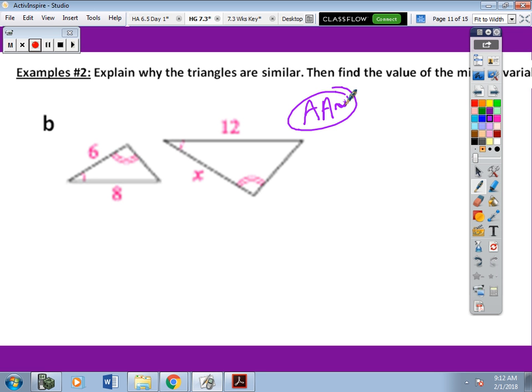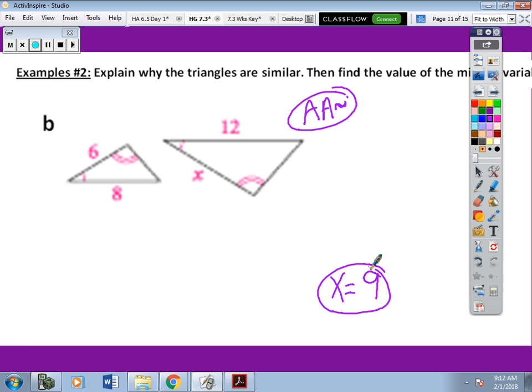This part's 3 and this part's x. 3 plus x. What do we get? X equals 16? No. Should be getting 9.